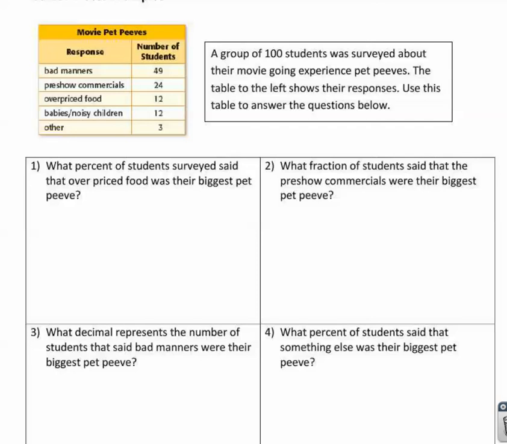This is question 1. What percentage of students surveyed said that the overpriced food was their biggest pet peeve? So I go to overpriced food, and there's 12 students out of 100 students. 12 out of 100 is 12%.